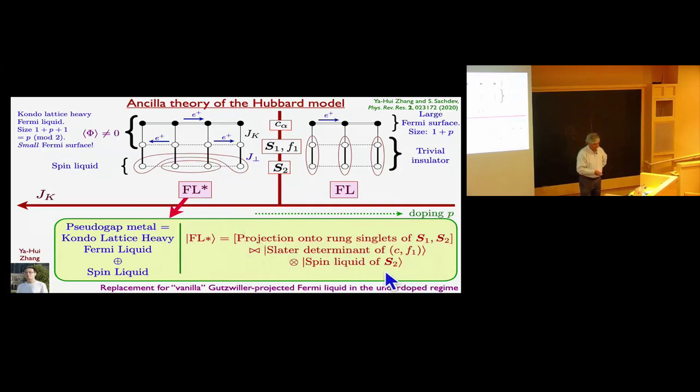And now this wave function is a wave function only of the physical electrons. After the projection, it doesn't involve the Ancilla spins at all. So it's a very simple wave function, at least to write down, which gives you a rather more entangled wave function for the physical electrons.